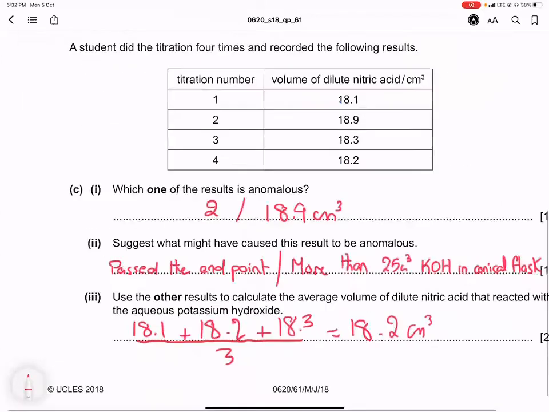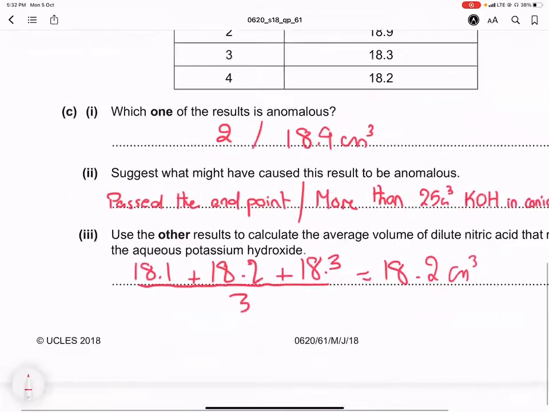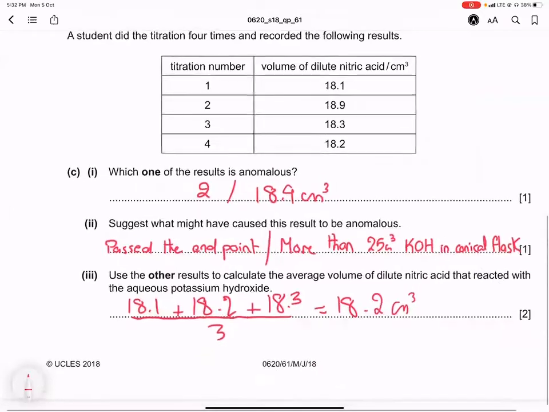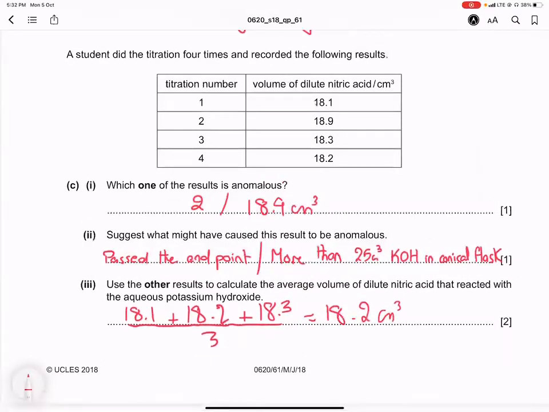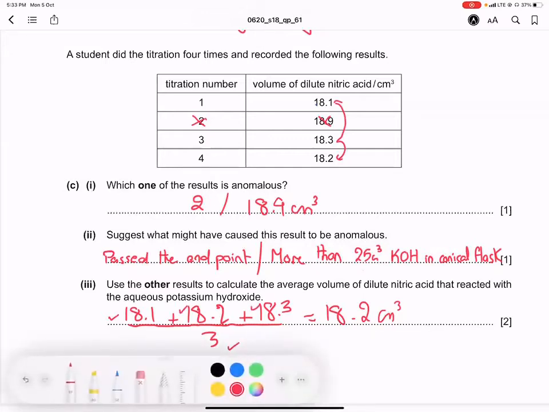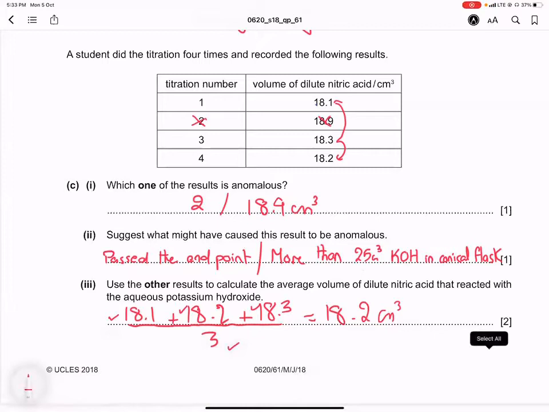III, use the other results to calculate the average volume of dilute nitric acid that reacted with the aqueous potassium hydroxide. The other results means you cross out this result and you get the average between these 3 results. So the average is 18.1 plus 18.2 plus 18.3 over 3. It's the normal way we get average for any results. We add the results and divide by their number. The result will be 18.2 cm³, and take care, the unit has a mark.